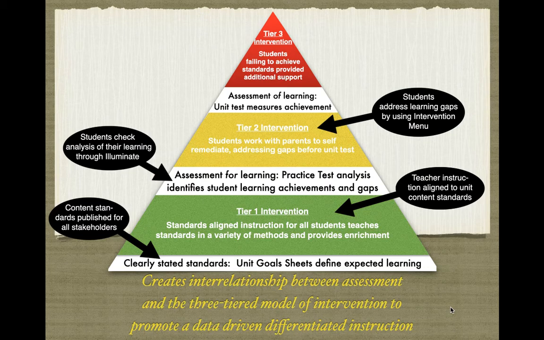Now, certainly we encourage during Tier 2 intervention, as students prepare for the final unit test, that students really review all 5 content goals, even ones that they mastered according to the Illuminate results. But they want to spend the lion's share of their time preparing for the final unit test by focusing on the content goals that were red flagged by their Illuminate analysis.